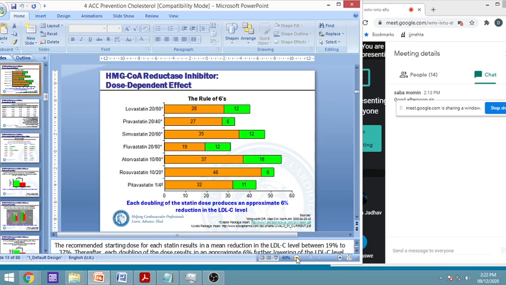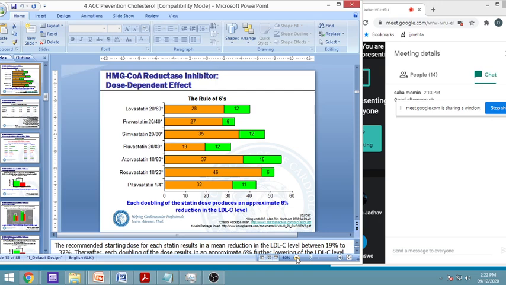Okay, so this is how the calculation is there. Lovastatin is taken from 20 to 80 mg, pravastatin 20 to 40, simvastatin 20 to 80, fluvastatin 20 to 80, atorvastatin 10 to 80, and rosuvastatin 10 to 20. So these are various doses, and accordingly this shows how the effect is there.